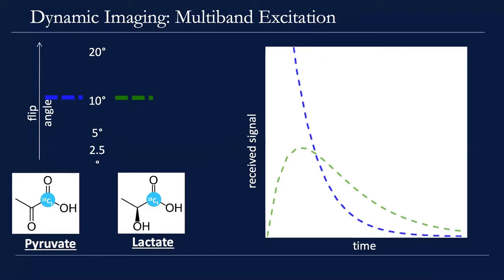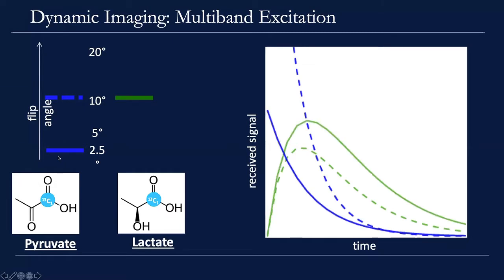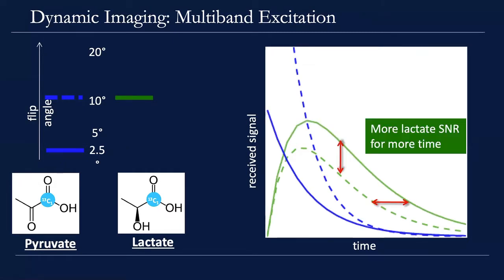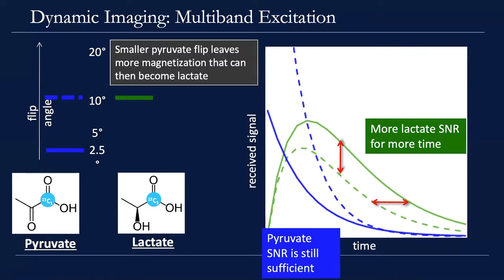So an alternative approach here is to use this idea of a variable flip angle through frequency, sometimes called a multiband excitation, where you say, I know I have much more magnetization or concentration of pyruvate than lactate, so I'm going to give it a lower tip angle, which gives me still adequate pyruvate signal through time, but it saves some of that magnetization, giving us more lactate SNR for longer amounts of time, while still giving us good pyruvate.